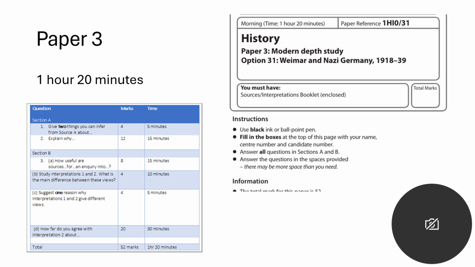So paper 3 is Germany, it's the modern depth study, so Weimar and Nazi Germany 1918 to 1939. It's going to be an hour and 20 minutes, and on the slide in front of you, you can see the structure of the paper and how much time you should spend on each question. So just pause the video now, take 2 minutes to read through so that you understand how long you need to spend on each question and what the question stems are.